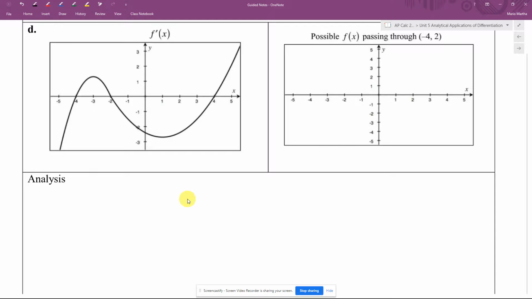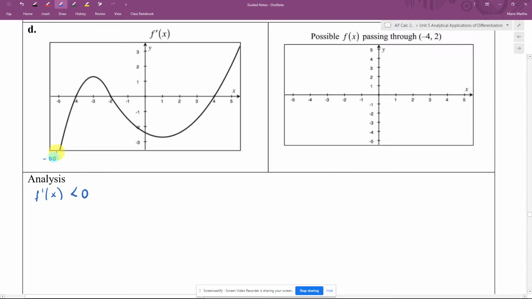So looking at example D now, we have f prime of x. So again, we're going to start off with the analysis. Where is it changing signs? Where does it cross the x-axis? And so forth. And then from there, we're going to build up to see what is happening to f of x.